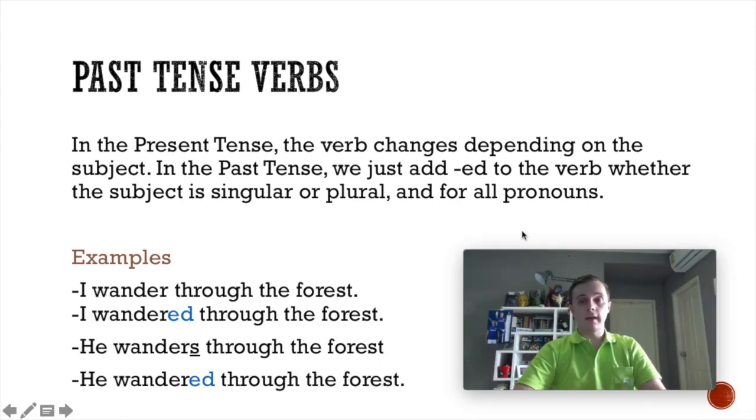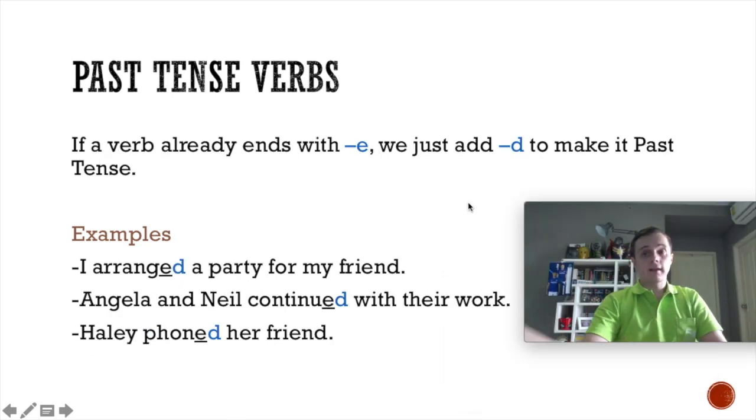Same thing with the pronouns. We know that for the pronouns I, you, we, and they, you do not change the verb in the present tense. And we know that for the pronouns he, she, and it, you add s to the verb in the present tense. So I wander through the forest, he wanders through the forest. But in the past tense, whether I'm using I or he or you or we or they or she or it, you just add ed. I wandered, he wandered.